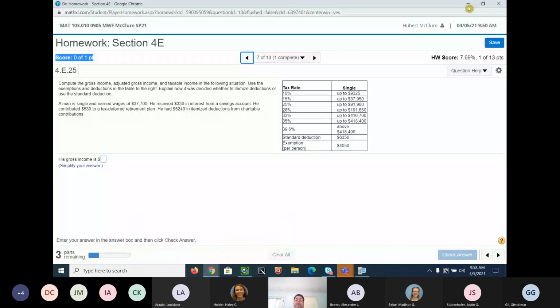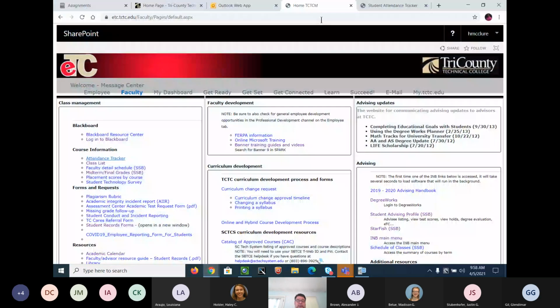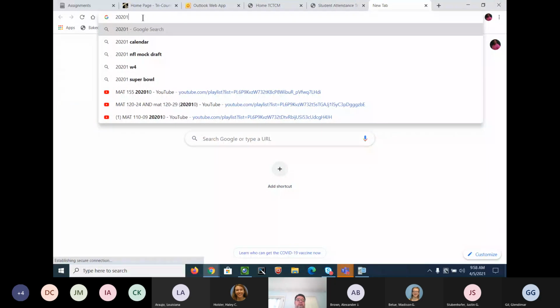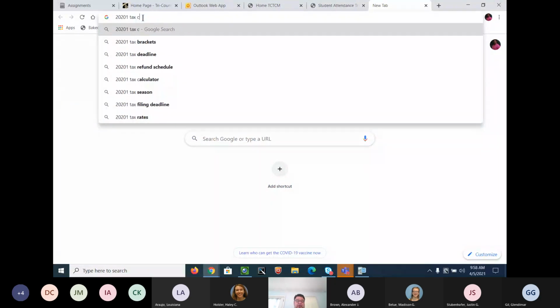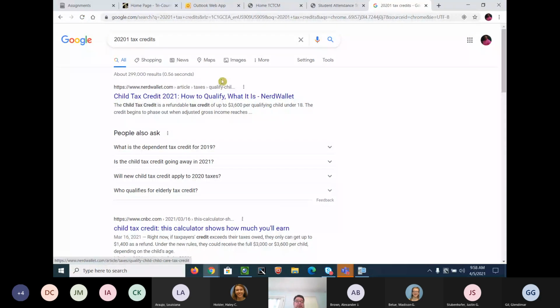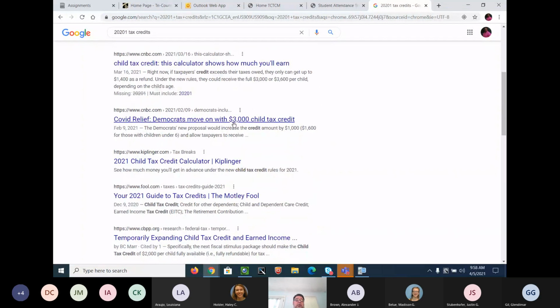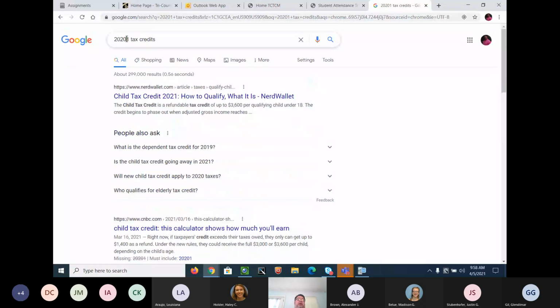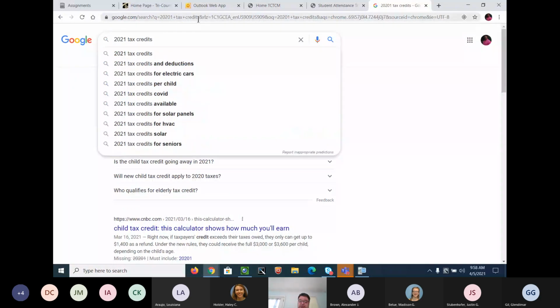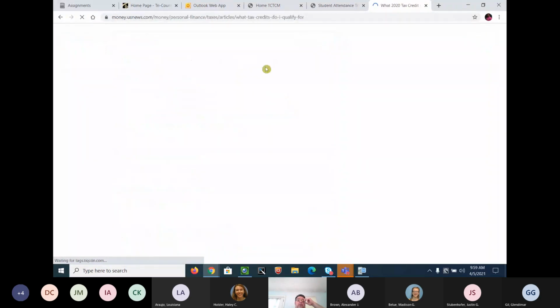And you pull up 2021 for this year, tax credits. I don't know if it'll list it or not. Child taxes. Let's look for 2020 since that's the last year that's passed. Sucked, but let's check it anyway. 2020 tax credits. There we go. What tax credit do I qualify for?